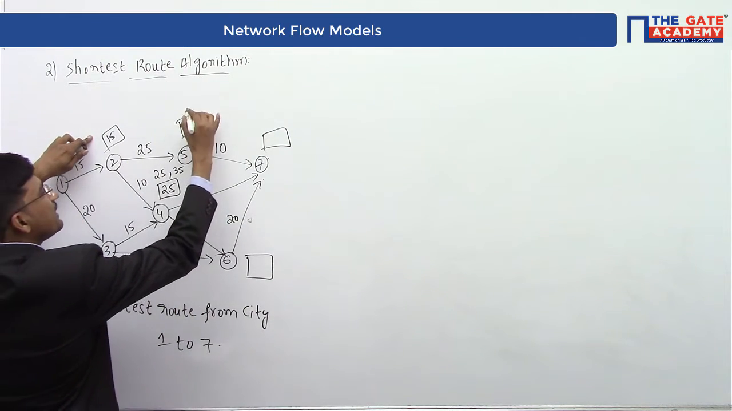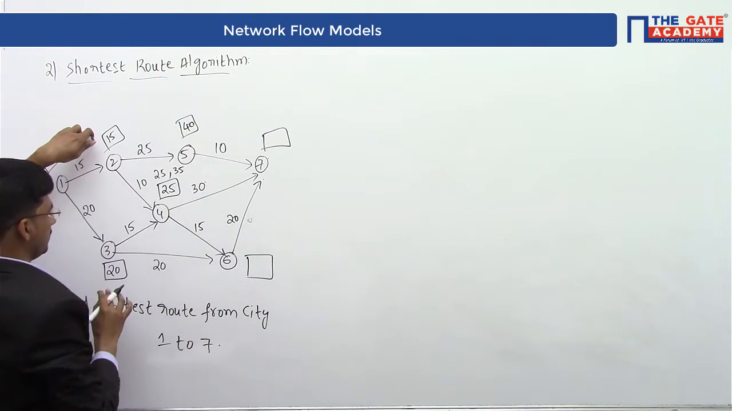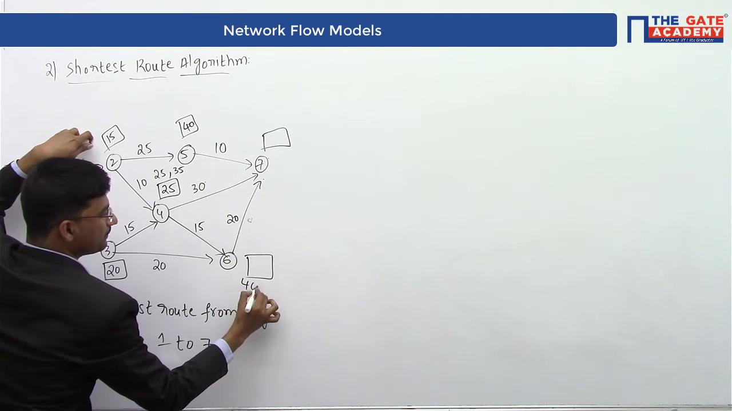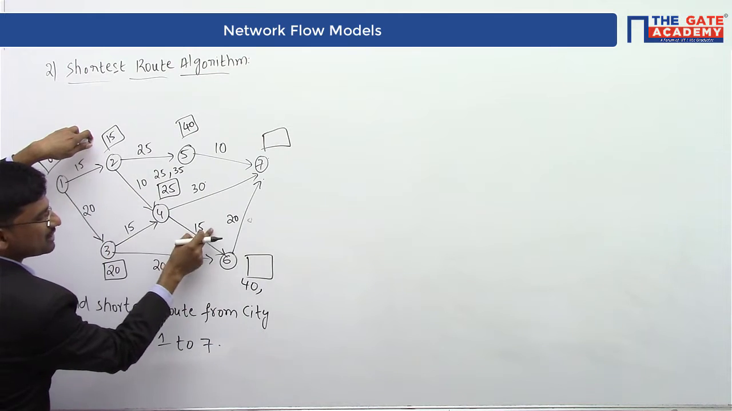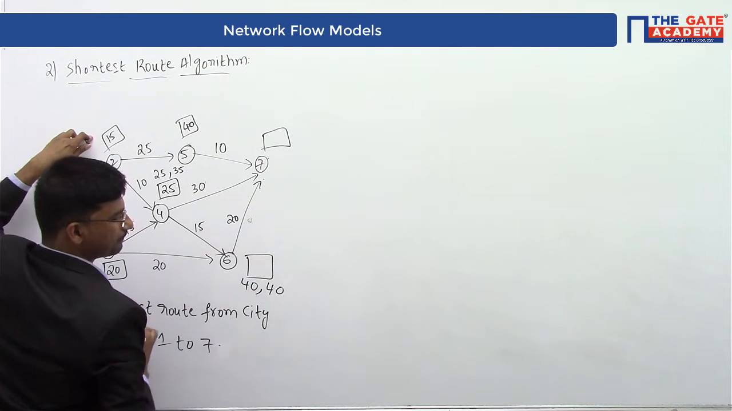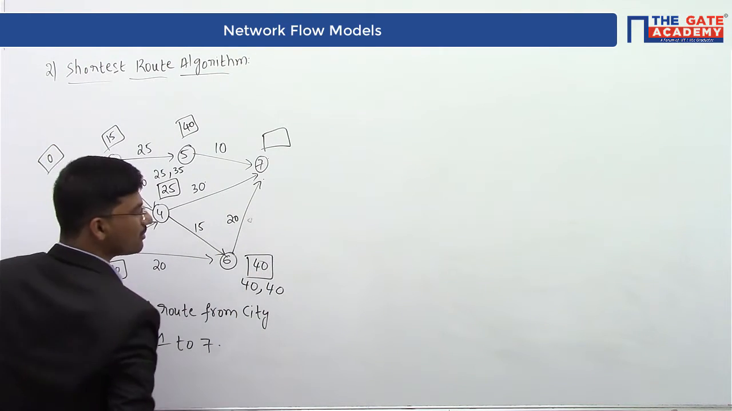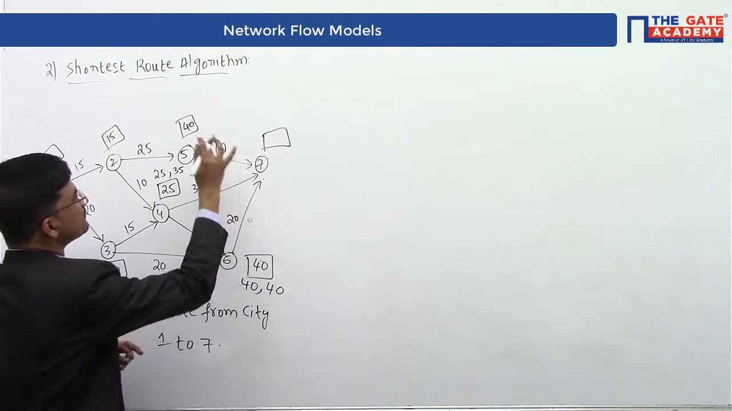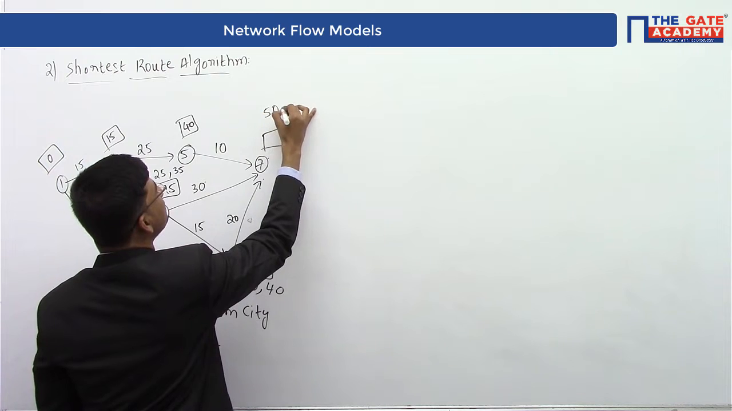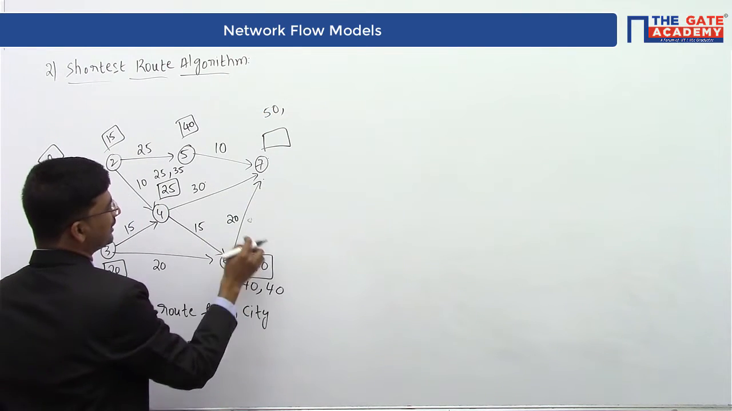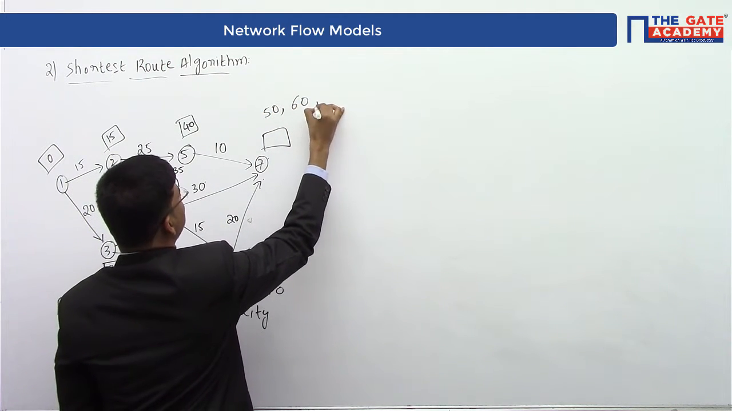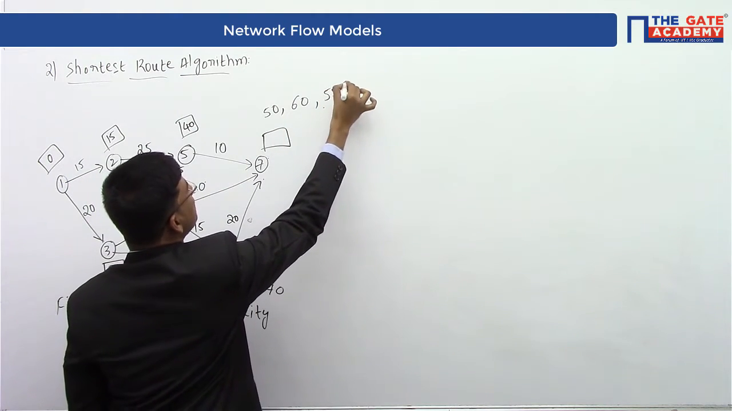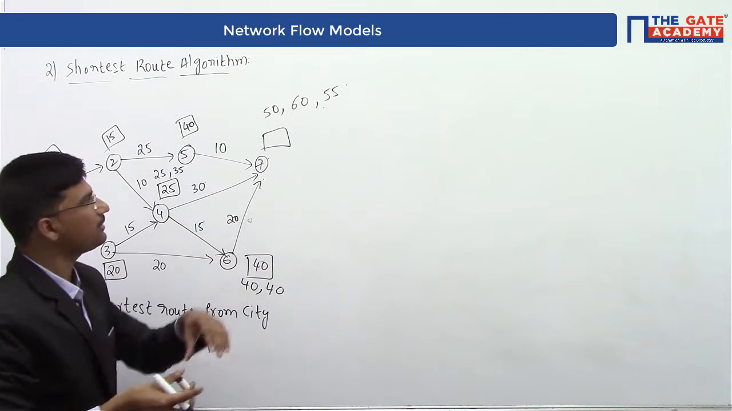15 plus 25 is 40. 20 plus 20 is 40. Again 25 plus 15 is also 40. So there is a tie, and both are minimum. Now 40 plus 10 is 50. 40 plus 20 is 60. 25 plus 30 is 55. The minimum among these three will be 50.